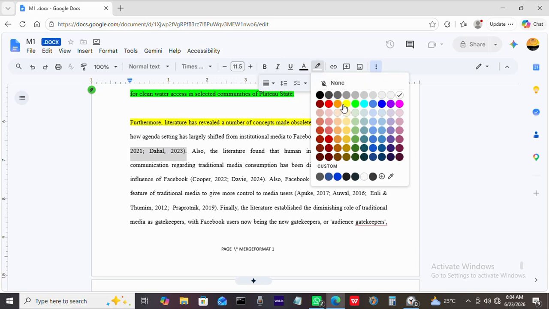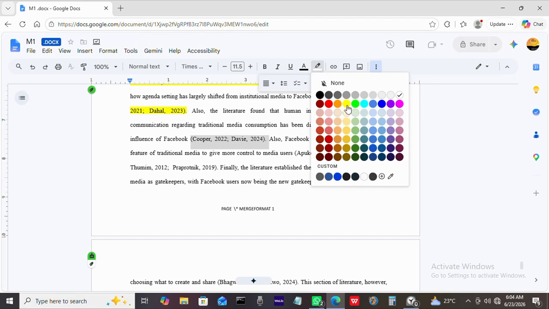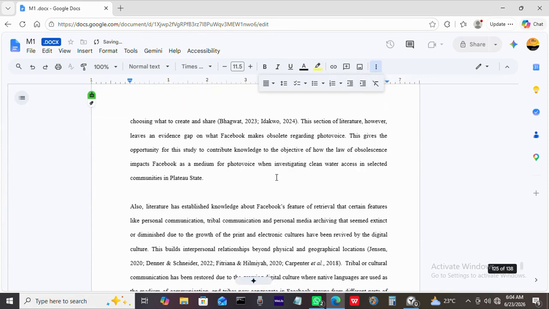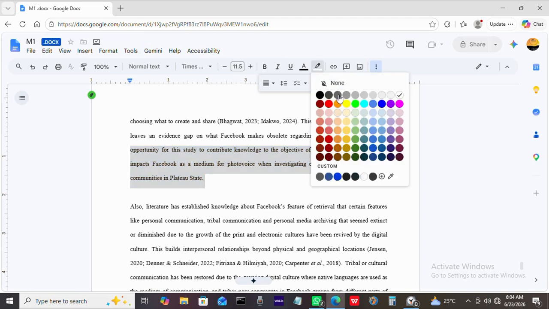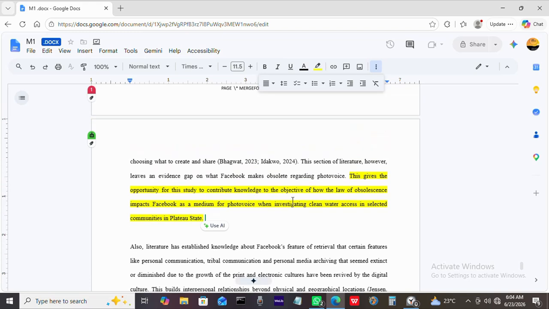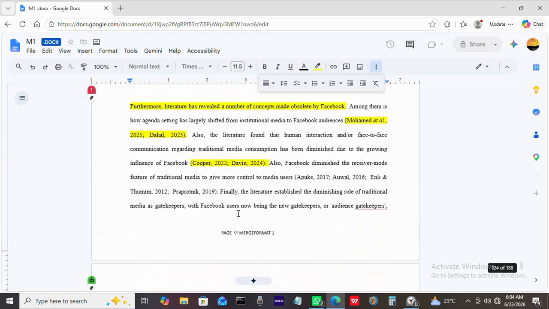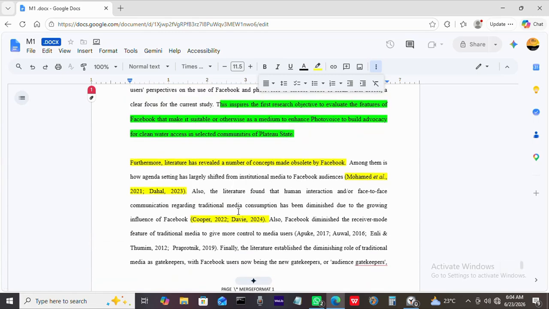You come to the third one, all those people that you have reviewed in the literature review, maybe not all, some of them key, but they are a sample of the literature themes, the sub themes that you have found. Then you come again and say, this inspires the objective to understand how Facebook can retrieve photo voice project. So this is the justification and this is the conclusion.